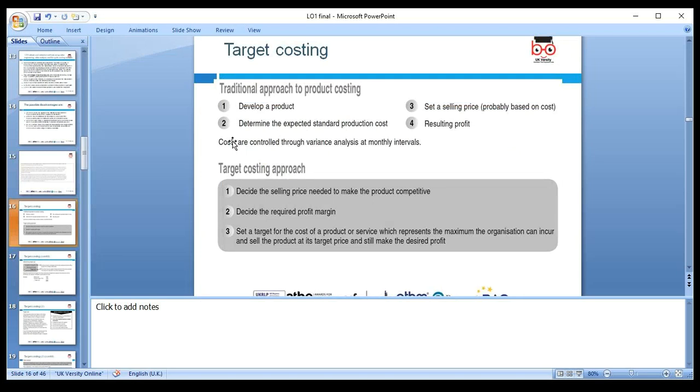Then next we have target costing. I want a gross profit of, let's say, 50%. So what is my target cost? 50% is my target cost. So I need to check and always keep to the target cost. If my cost goes to 55%, my gross profit will go down. So target costing will help us make plans for the future.